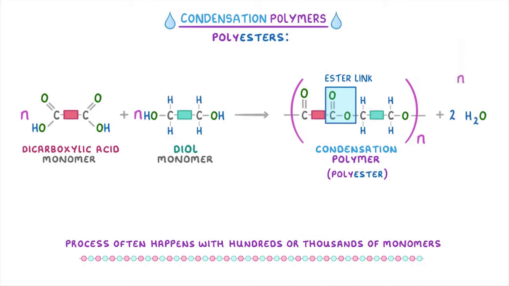And we need to put a 2N in front of our H2O, because we form 2 water molecules per repeat unit. This is actually why we call these polymers condensation polymers, because the process forms water molecules, like when gaseous water condenses.